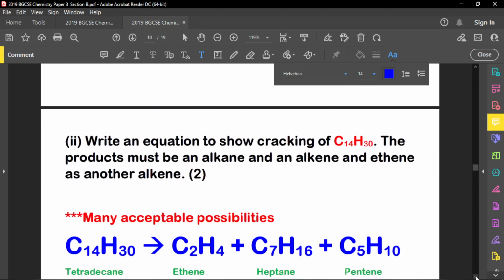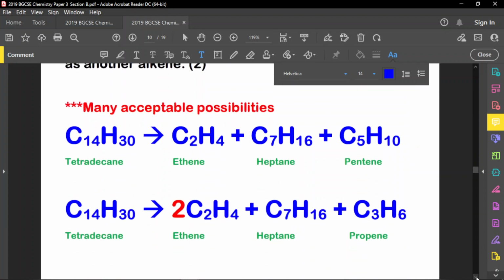Going to the next part of the question, part 2 is to write an equation to show cracking of C14H30, and this is tetradecane because it's 14, so it's tetra. Tetra means 4, decane is 10. So tetradecane here. And they said the products must be an alkane and an alkene, and ethene as another alkene. So here they want us to have 3 things. There are many acceptable possibilities, but I'm going to give you about 2 real quick.